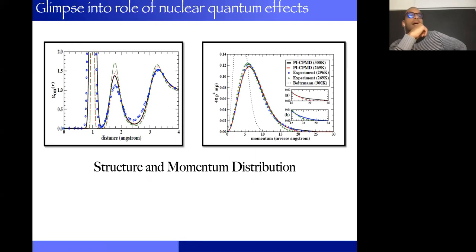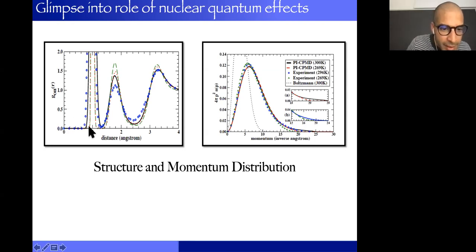Okay, so maybe I'll end by trying to finish up these last two points I want to discuss. What physically changes because of these quantum effects? Well, structure changes, and so here is a distribution. It's a radial distribution function of the OH covalent bond.